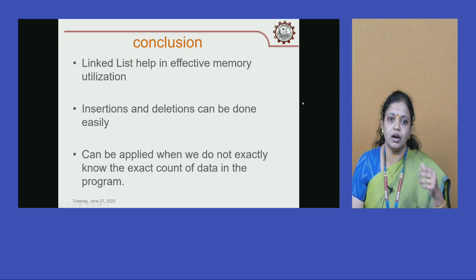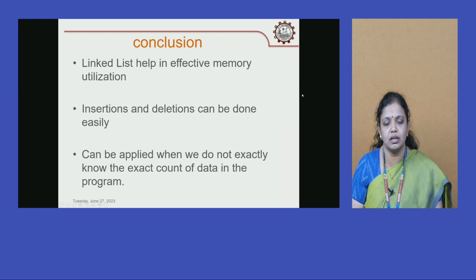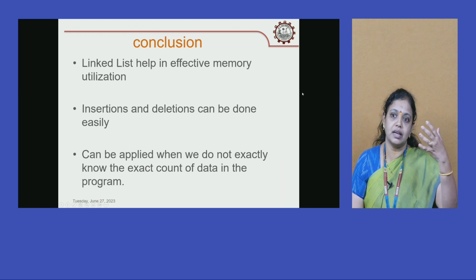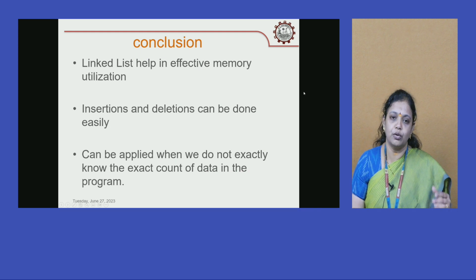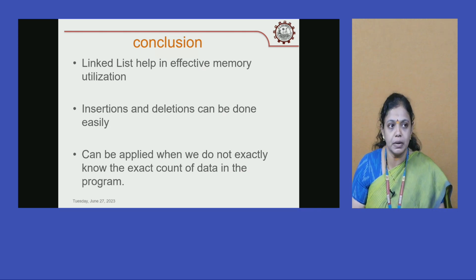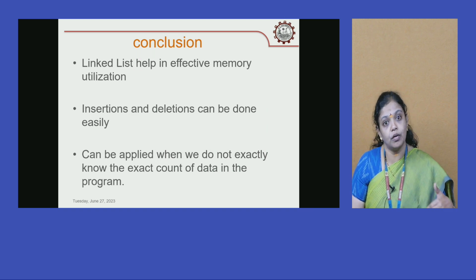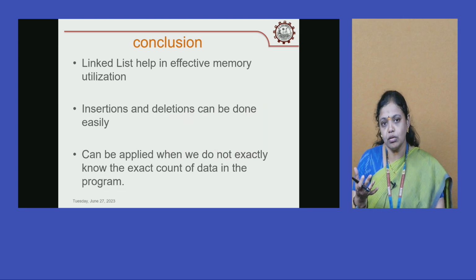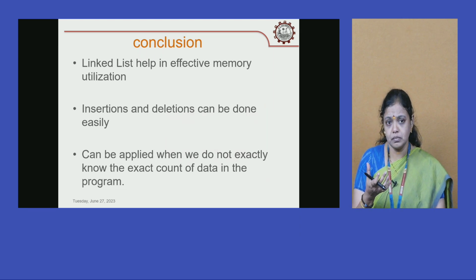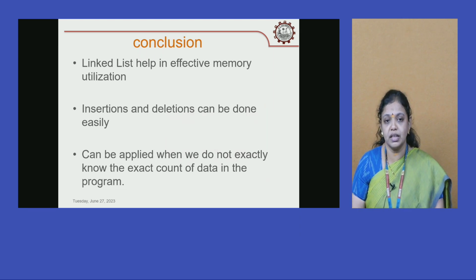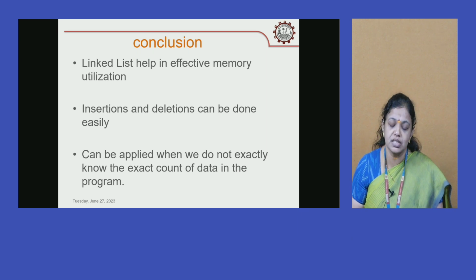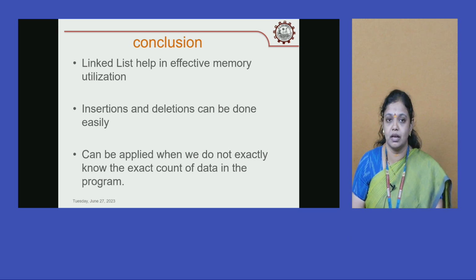Say for example in your house you are organizing a function, a birthday party. Can you predict exactly the total number of people who are going to come? Definitely not possible. If you invite 100 people, maybe 90 will turn up or 150 will turn up. In the same way, when we don't know the exact amount of data, we can use the singly linked list, because the memory allocation is at runtime, dynamic memory allocation. That is the only advantage of this.